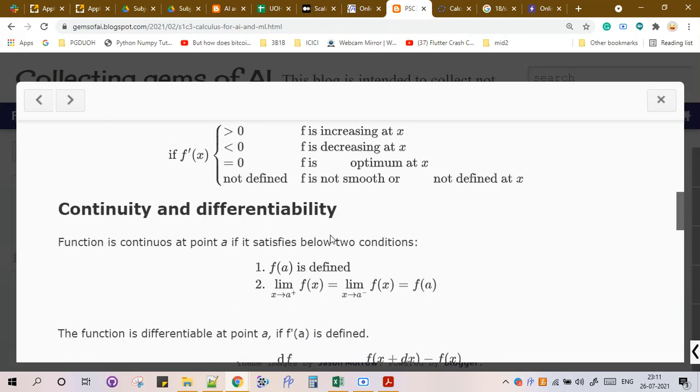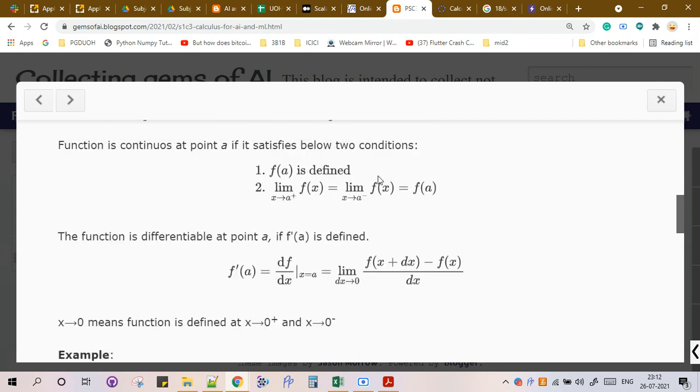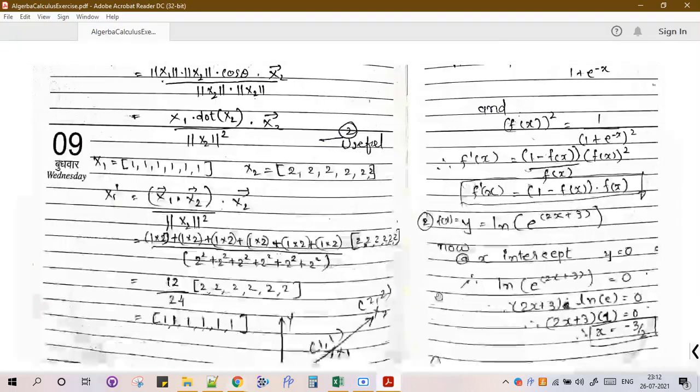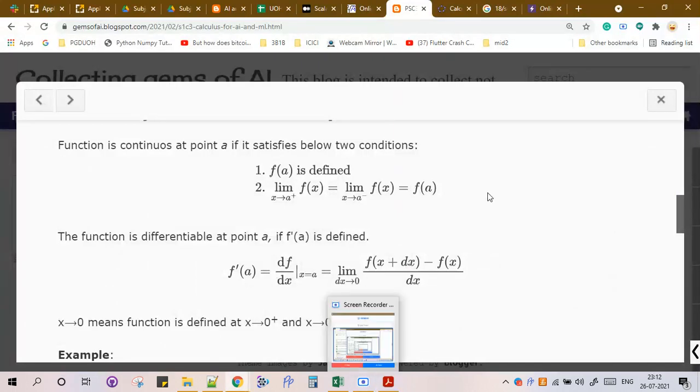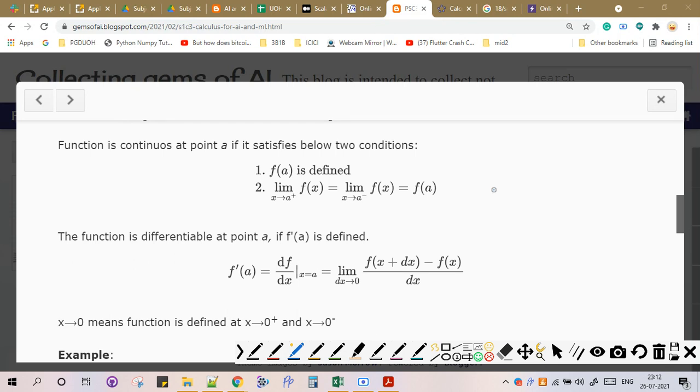Now what we will check is the differentiability, right? So this can be a really good candidate to make the MCQ. So function is continuous at point A if it satisfies the below two conditions, right? Now using geometry you can define it, but given a tough equation which you cannot draw on paper, how to do it, right?